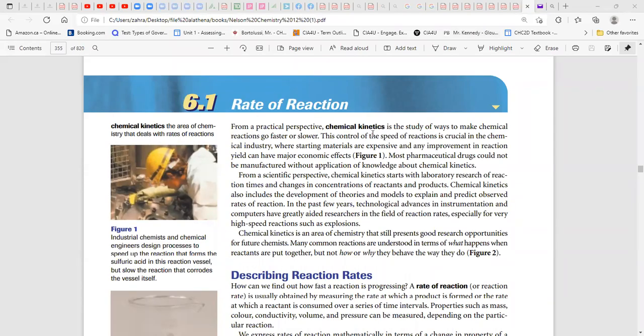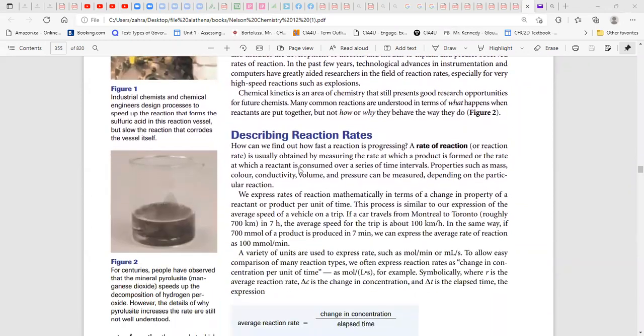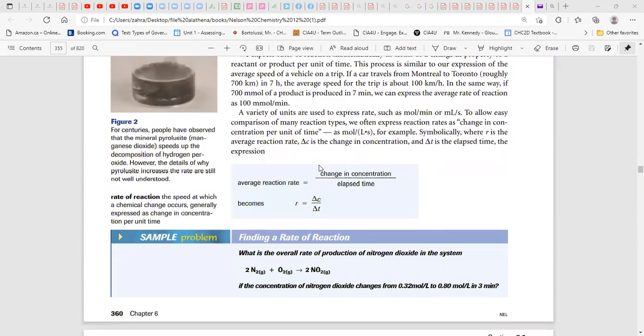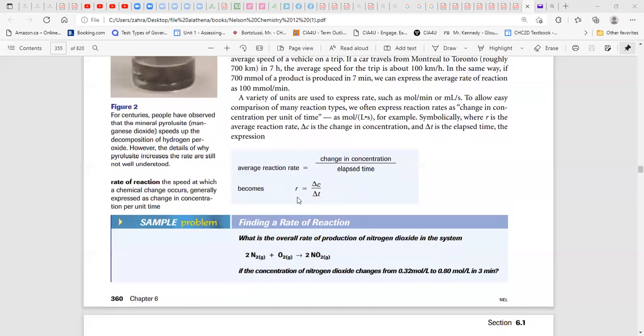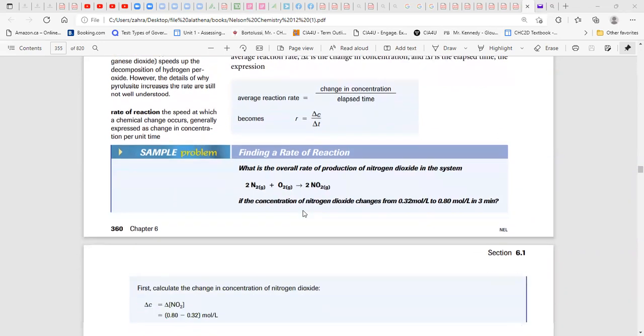6.1 Rate of reaction. A rate of reaction means how fast the reaction is happening. You can measure the rate of reaction as the change in concentration in a given time, how fast the concentration is changing. So let's just look at that. The rate R is equal to delta C, the change in concentration, over the time that this change is happening.